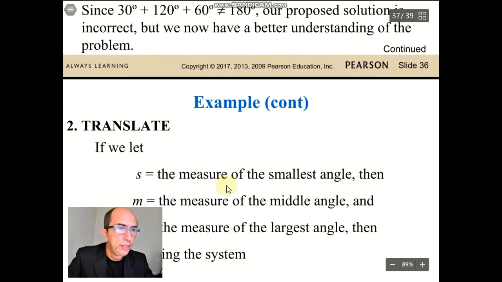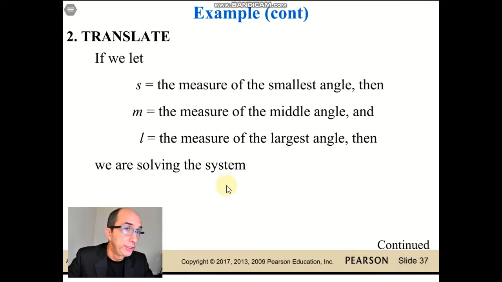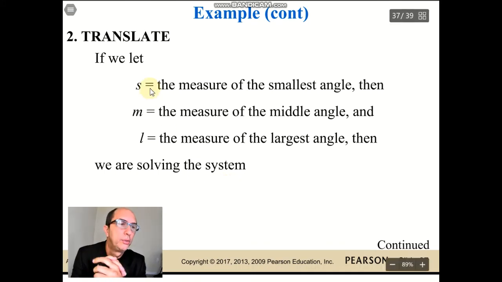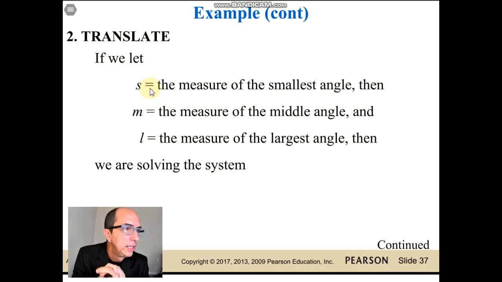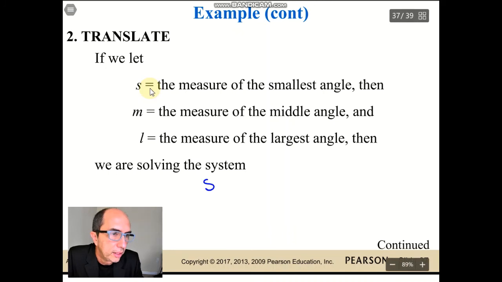Let's translate now into equations. This is the part where we label the unknown quantities, the variables, right? We can call S the measure of the smallest angle, M the measure of the middle angle, and L the measure of the largest angle. And solving, we know that if we add all the angles together, S plus M plus L, they are the angles of a triangle, so it's 180 degrees.